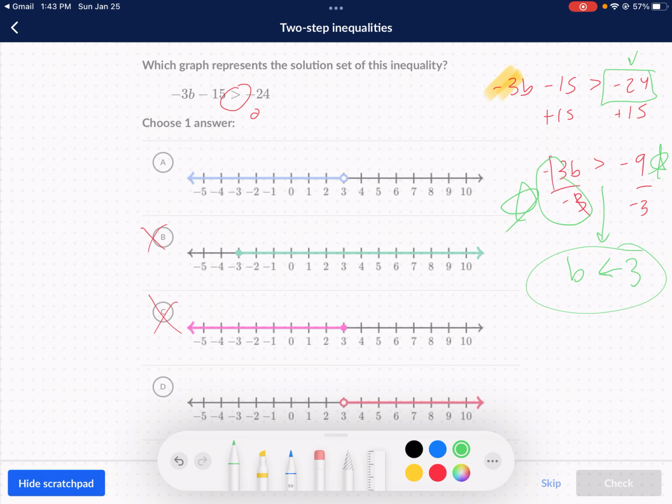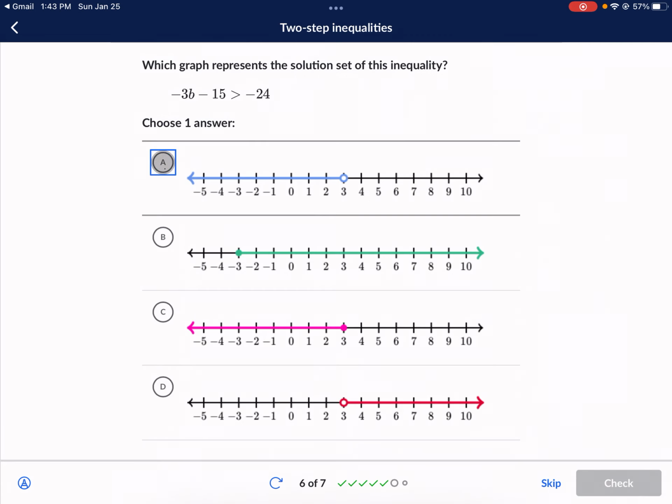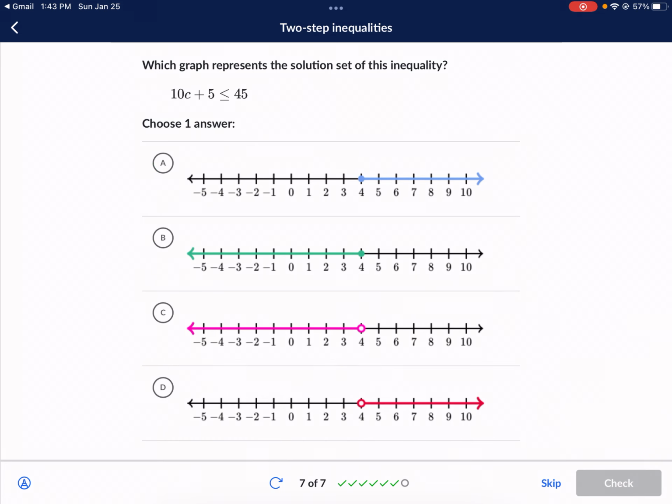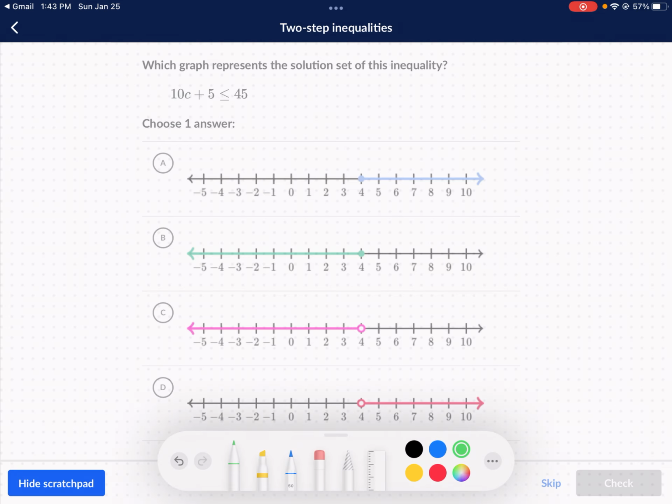So again, this arrow is going to the left here, all the values smaller than 3. That is letter A. And let's do one more and get out of here. Don't want to keep you any longer than I have to. Okay, last one. We're not going to flip the sign because that's a positive coefficient in front of that variable.